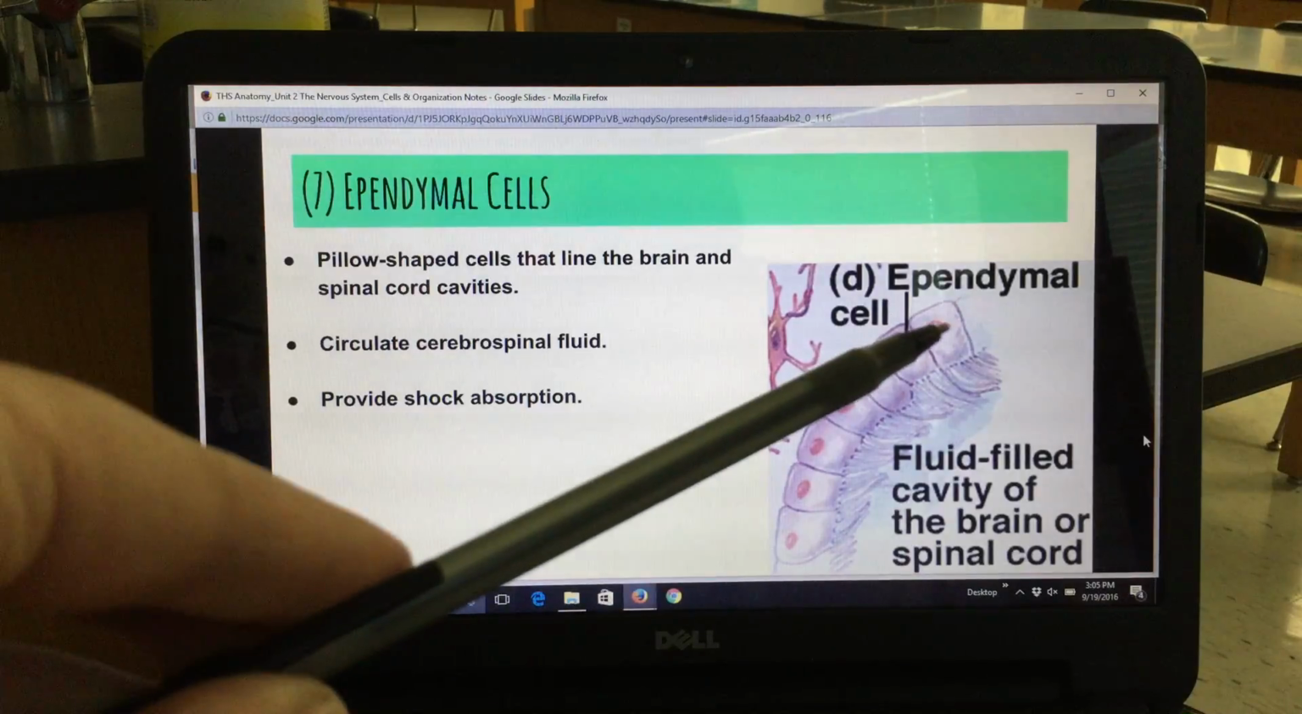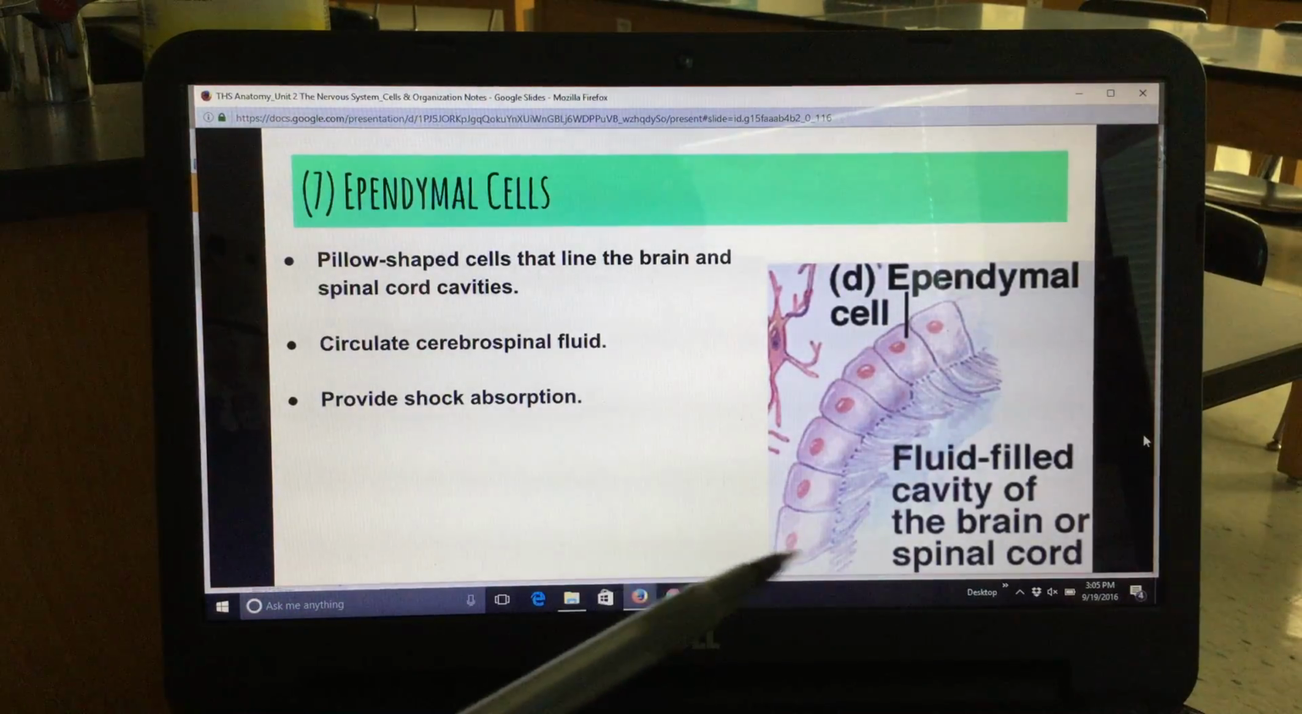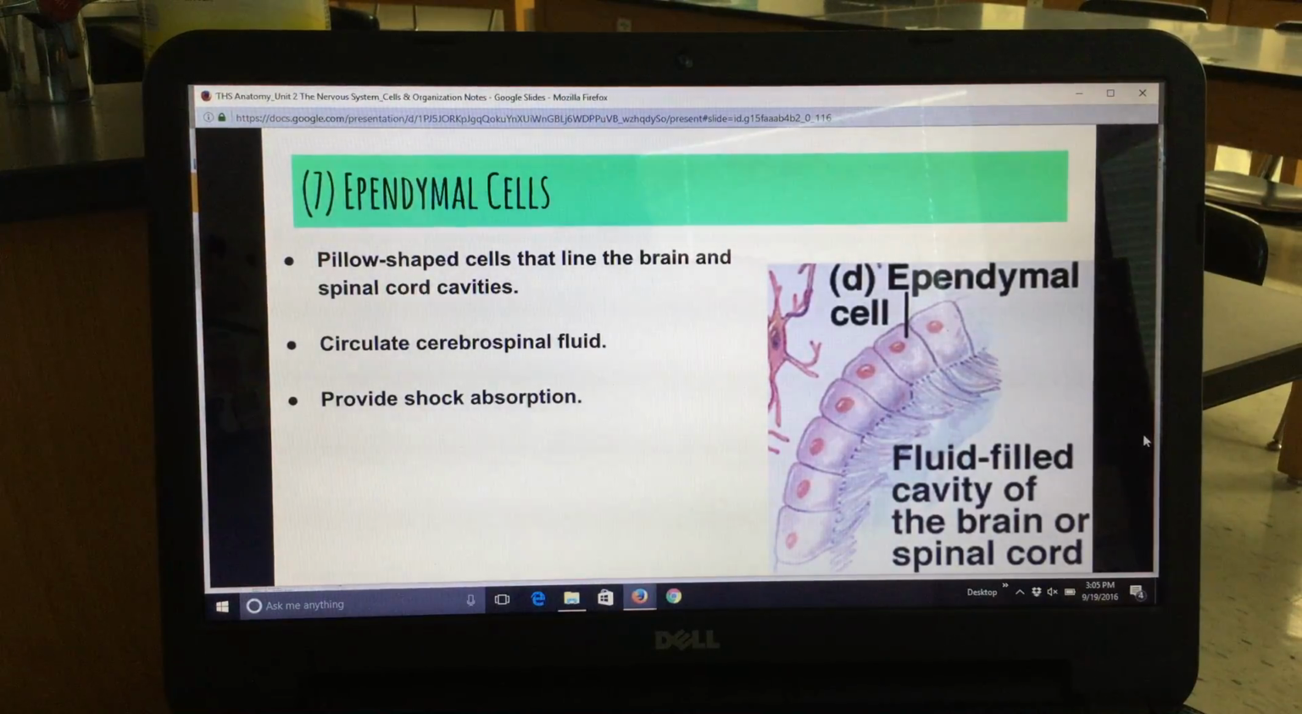The pillow-like part of the ependymal cell is what provides the shock absorption. Just like a pillow would if you were to cover yourself in pillows, those pillows surrounding our spinal cord and our brain provide a little cushion to when our brain and spinal cord bump around against the bones that are housing them.